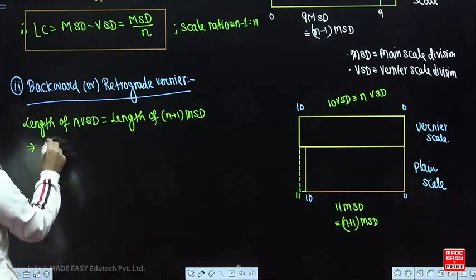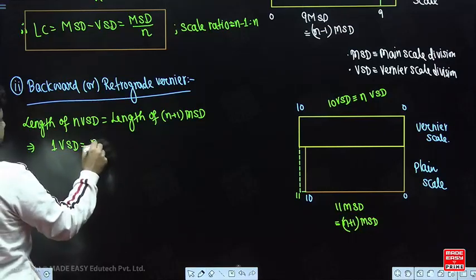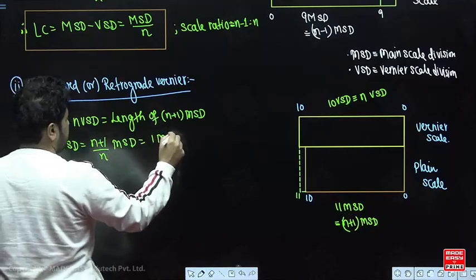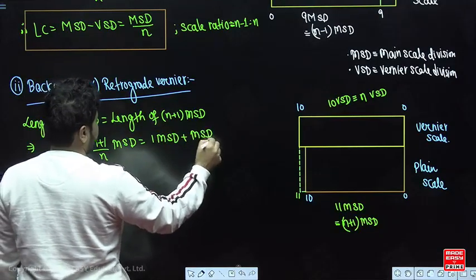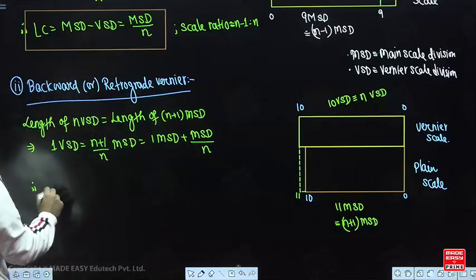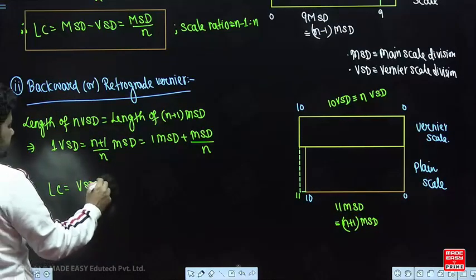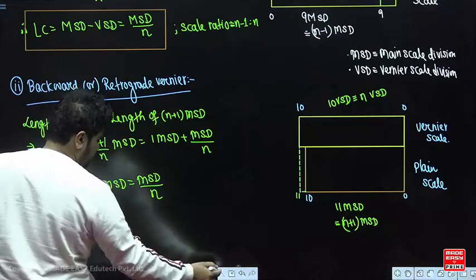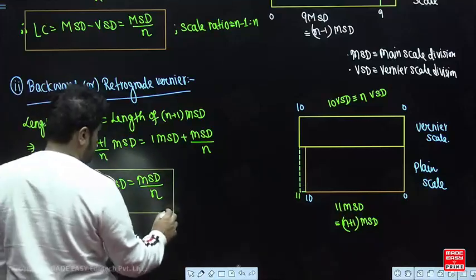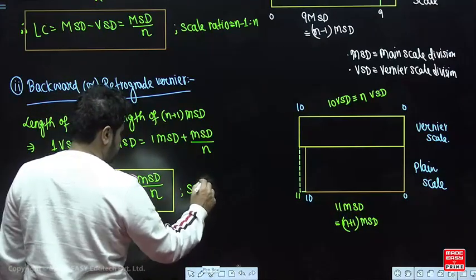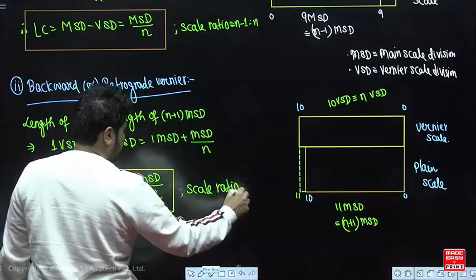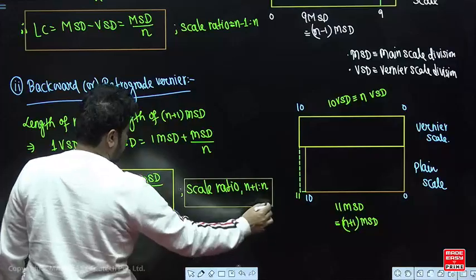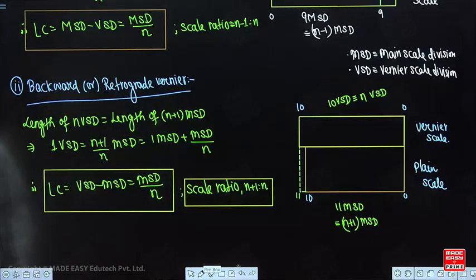So this implies 1 vernier scale division will be how much? n plus 1 upon n MSD, which is the same as 1 MSD plus MSD upon n. So therefore we define least count as VSD minus MSD, which again comes to be MSD upon n. So this is the least count. The scale ratio, how much? So the scale ratio is n plus 1 is to n. So these are the two questions that they will be asking you about the vernier.